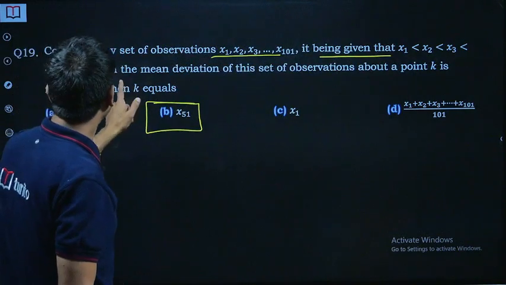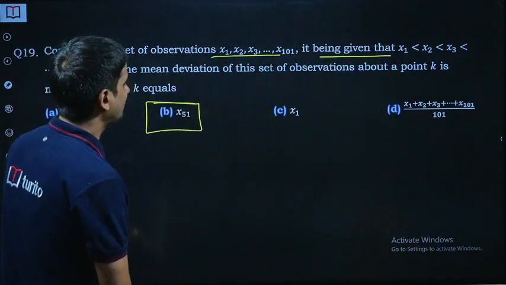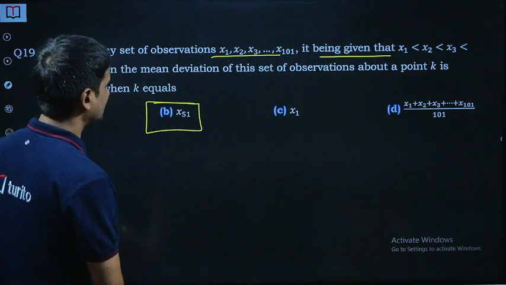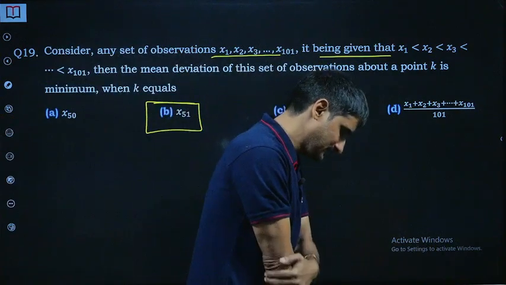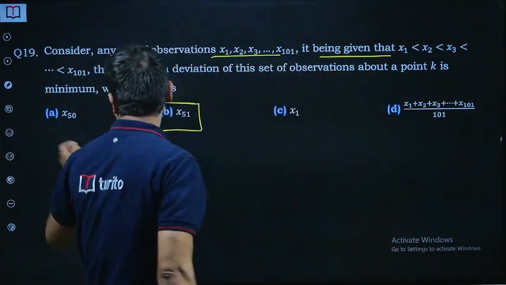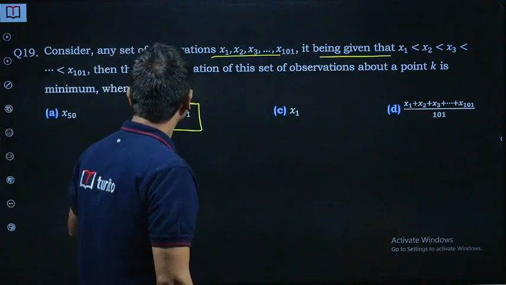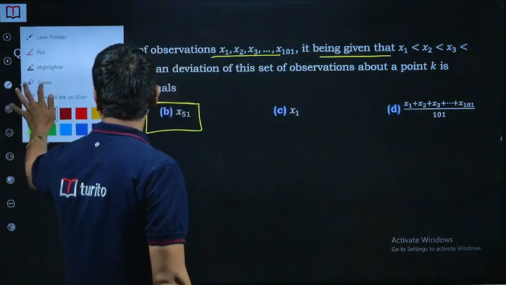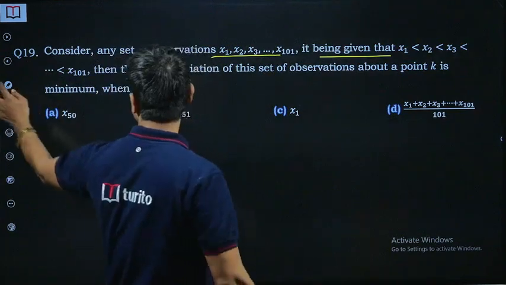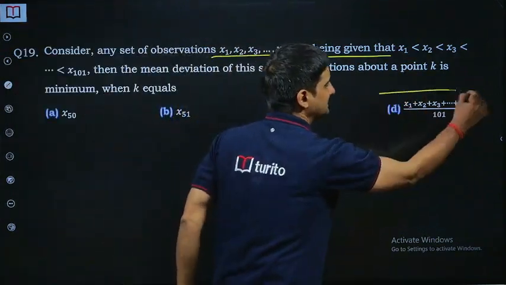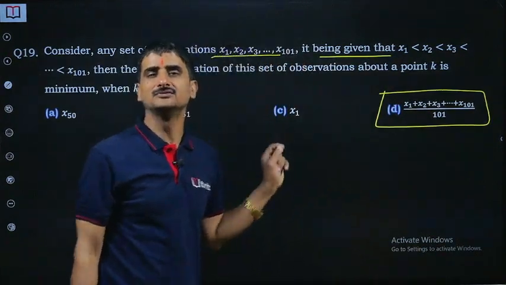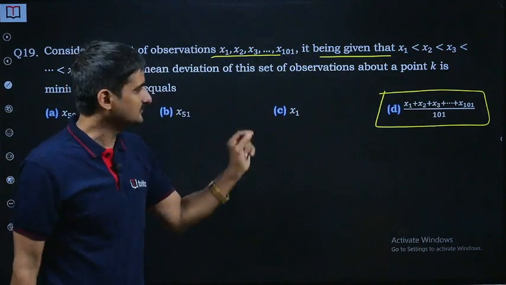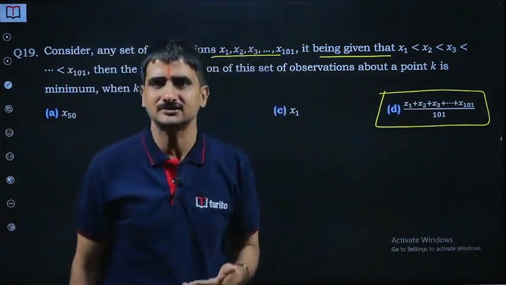I'm sorry. The mean deviation of this set of observations is minimum when k is equal to, okay, when the deviation is about the mean, right? So I'm really sorry for that. So the answer is D. The purpose of this question is to know such things directly. So that's what I said, I will be sharing such questions.